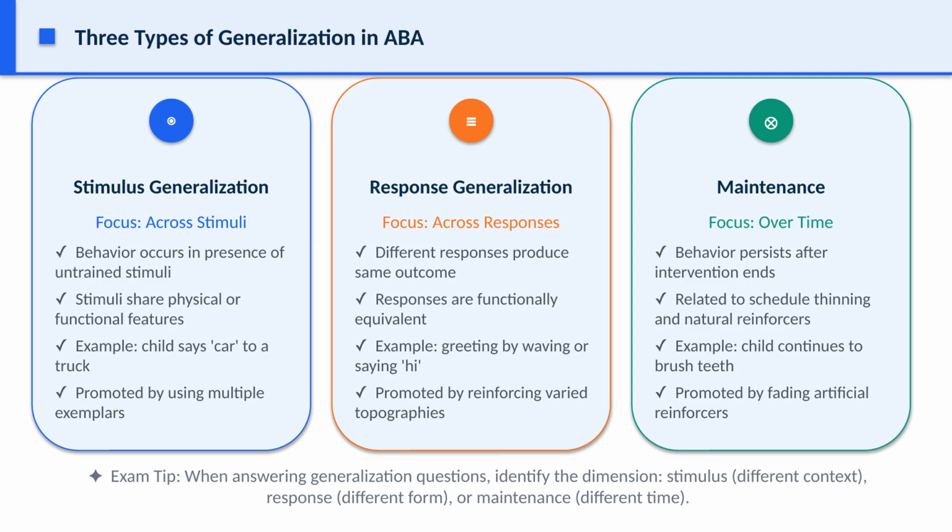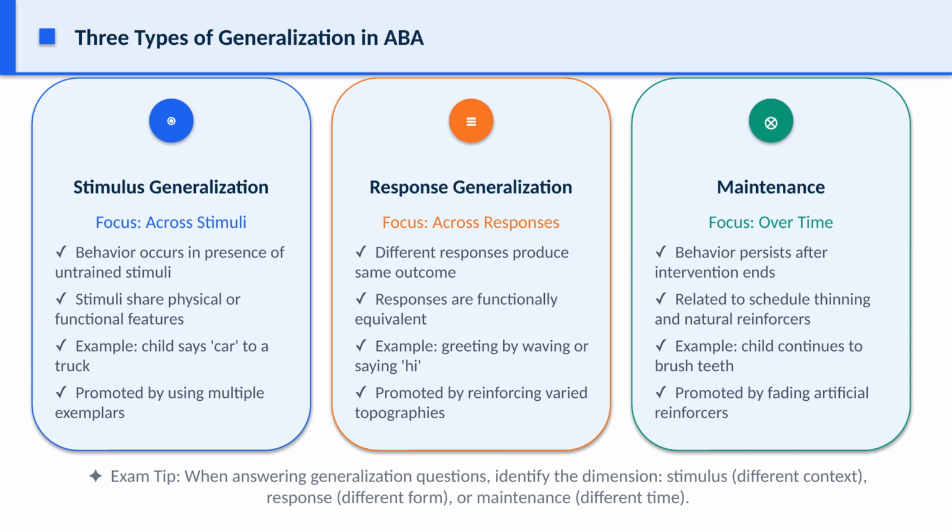This slide introduces the 3 core types of generalization you must master for the BCBA exam: stimulus generalization, response generalization, and maintenance. Stimulus generalization occurs when a behavior happens in the presence of untrained stimuli that share physical or functional features with the original training stimulus, like a child saying car when seeing a truck. This is promoted by using multiple exemplars during teaching and is critical for real-world application of skills.